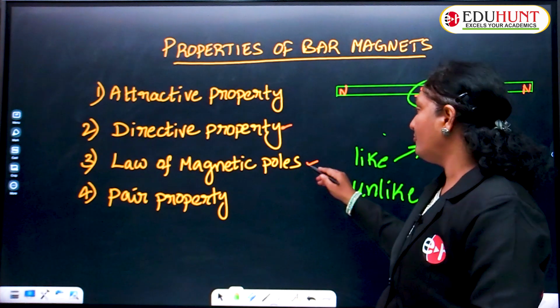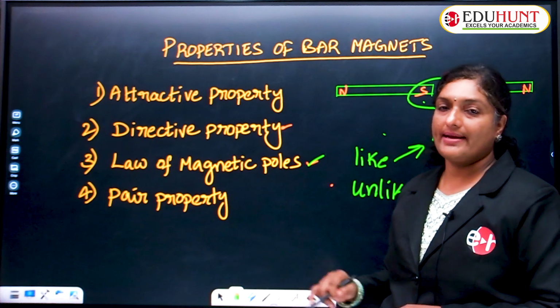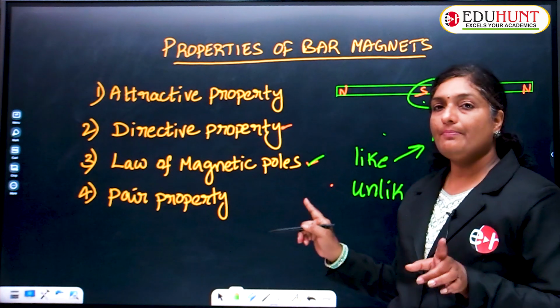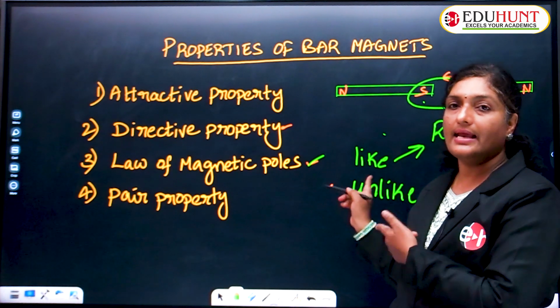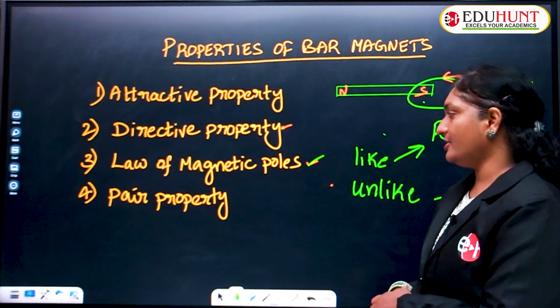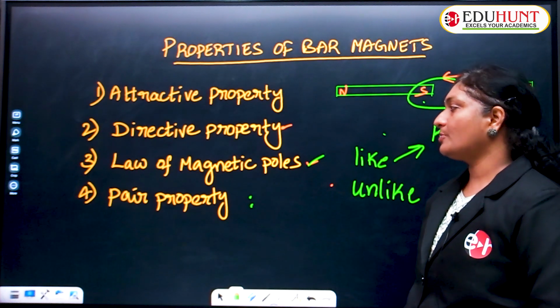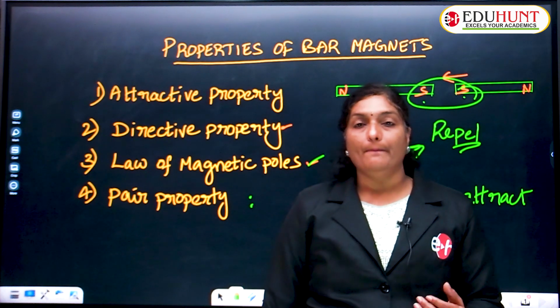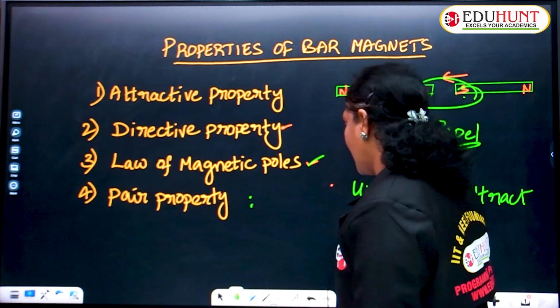So, the law of magnetic poles. This is the law of magnetic poles. What is that law? Like poles repel each other, whereas unlike poles attract each other. Now, moving to the last property, that is the pair property. What does this exactly mean?